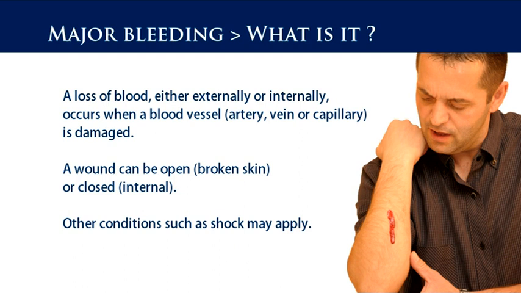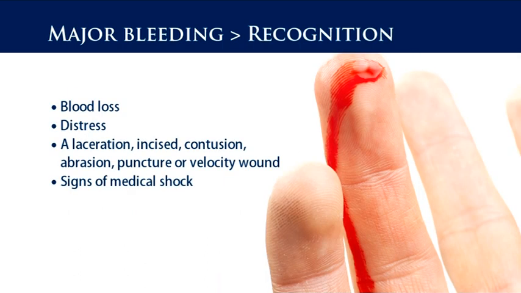A major wound has severe bleeding involved, possibly an embedded object, or deep destruction of the tissue. Apart from the blood loss, you should also be managing the risk of infection, which can be caused by germs or cross-infection with you. In addition, due to the loss, oxygenated blood may not effectively reach your vital organs and cause the condition of medical shock. The recognition, signs and symptoms: blood loss, distress, a laceration, incised, contusion, abrasion, puncture or velocity wound, signs of medical shock.